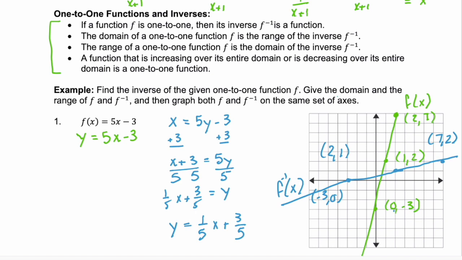The last thing to do is give the domain and the range for both. Well, if you look at them, they're lines, so the domain is going to be negative infinity through infinity for both of them, and the range will also be the same, negative infinity through infinity.